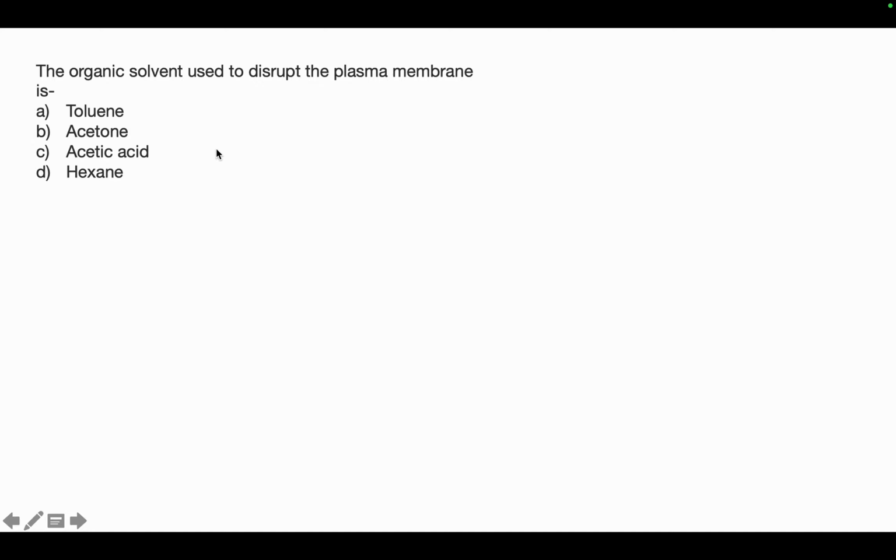The organic solvent used to disrupt the plasma membrane is acetone. So acetone is the organic solvent. It will disrupt, it will dissolve, the lipid bilayer. Okay, and it will dissolve the lipid bilayer and it will disrupt the plasma membrane. So the answer is acetone.